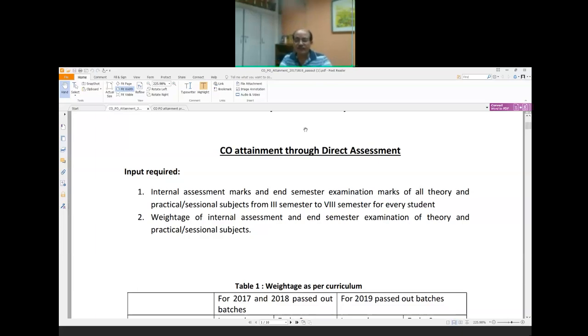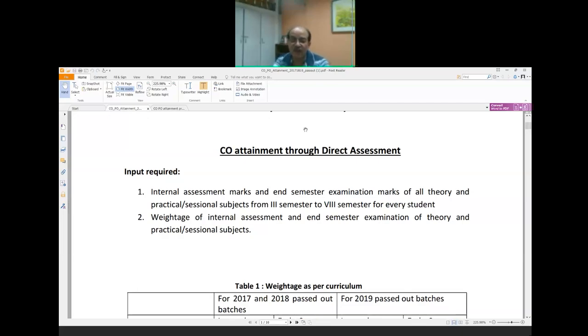Maybe one of them is your evaluation part. Maybe we say it's a continuous evaluation, and there is an end term examination. These are the usual components. The continuous evaluation may have a quiz, sessionals, assignments, practicals, or other components. They form the basis for your evaluation.